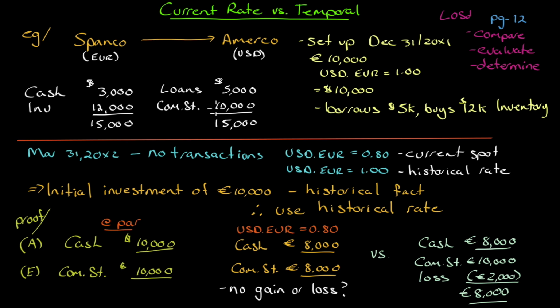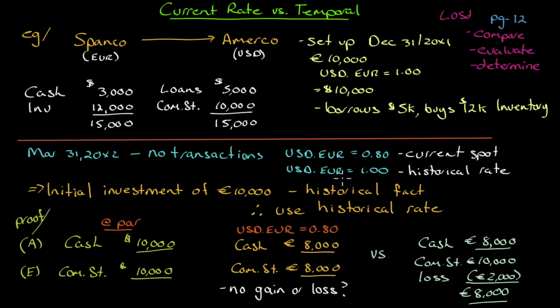Now, let's jump to March 31st, 20X2. One quarter has passed. No transactions. The company just sat there for 3 months, and it's just for exposition purposes, so let's just accept there were no transactions. The current spot is now 0.8. The historical spot was 1. The current spot is now 0.8. How do we read this? 1 US dollar buys 0.8 euros.